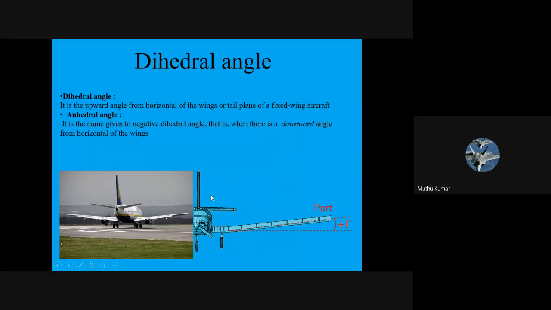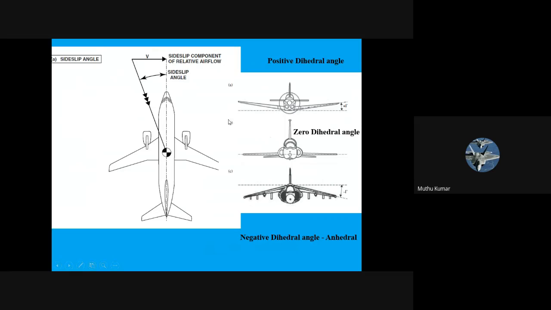Okay, so this is a dihedral angle. Look at it. My wing is not level. From fuselage to tip, it is at this inclination. This inclination is called dihedral angle. So you can see here, this is a positive dihedral, this is zero dihedral, this is negative dihedral, which is called anhedral.